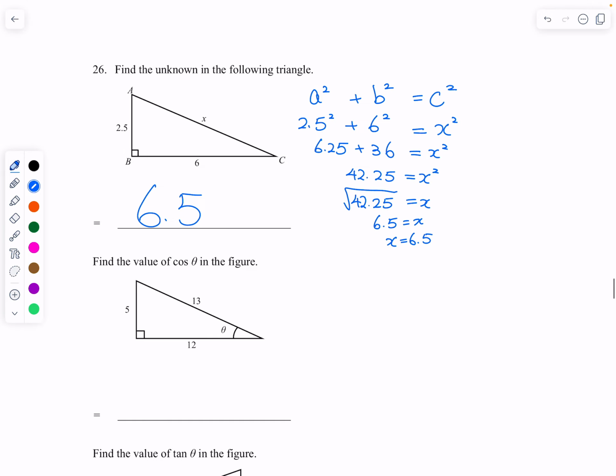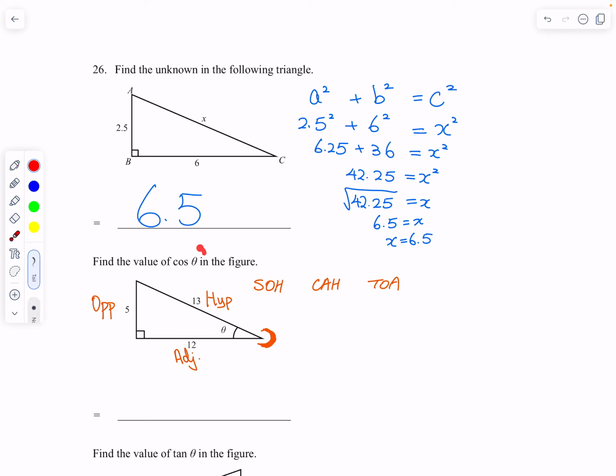Cool. Next, we need to find cosine theta. So all is right. So ka twa cosine. So the letter C there. Oh, we have your angle here. The line facing the angle is called opposite. The line facing the right angle is called hypotenuse.